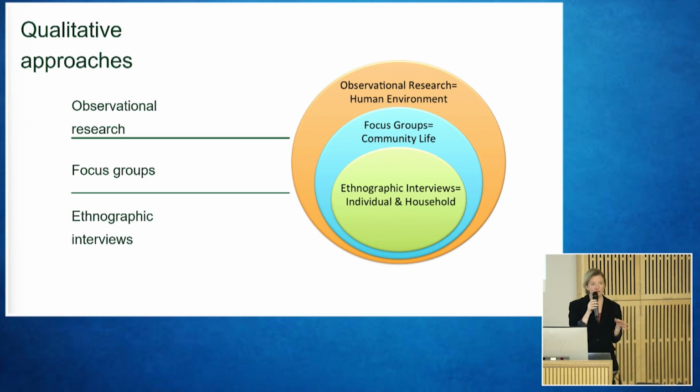I am going to talk about a few specific methodologies within this qualitative approach that allow us to look at different levels of the community. I am going to describe observational research, which tends to get at the broadest human environment level, or a community, let's say environment level. Focus groups, which tend to address sort of a mid-level or community level, and then ethnographic interviews, which is really about an individual. So I'm going to go through methods related to each of those.